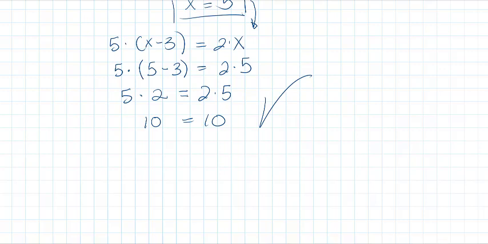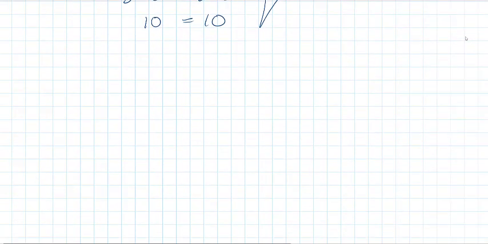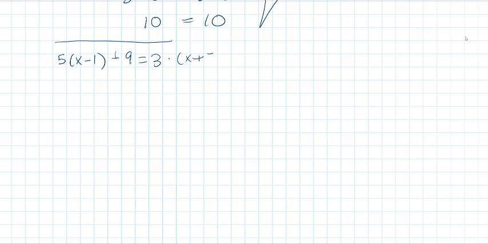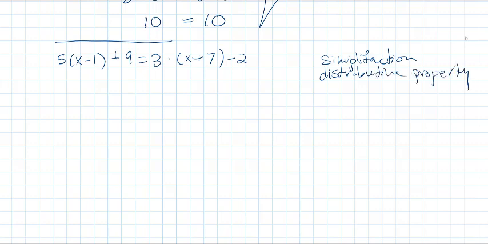Our final example for this video will not be more complicated. It will be just a little more involved. So our example, our third and last example, is 5 times x minus 1 plus 9 equals 3 times x plus 7 minus 2. So our first step will be simplification, and we will use, again, the distributive property, which helps us open up parentheses.